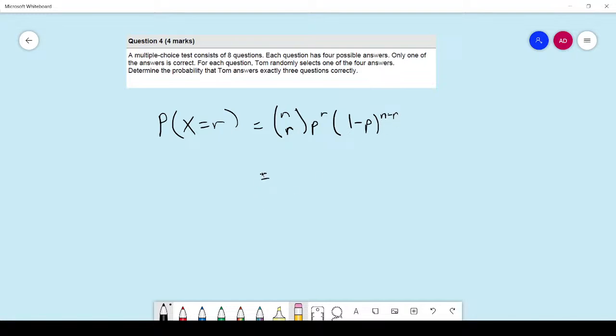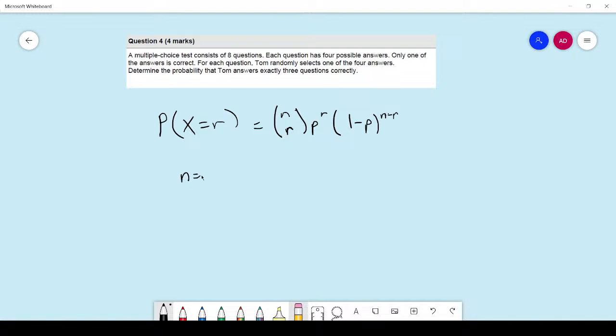Right? So in this example, n should be 8 because there's 8 questions, and then r should be 3 because that's how many we want right, and the probability of getting a single event or a single question right is 1 out of 4, so 25%.